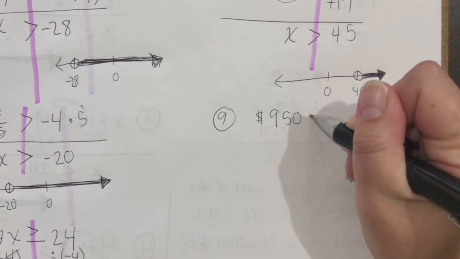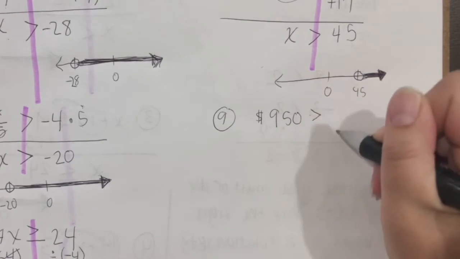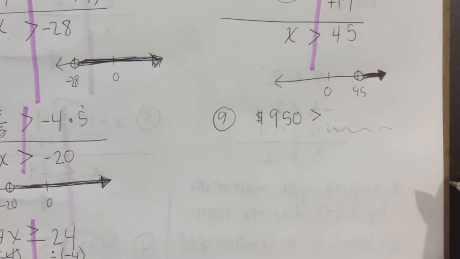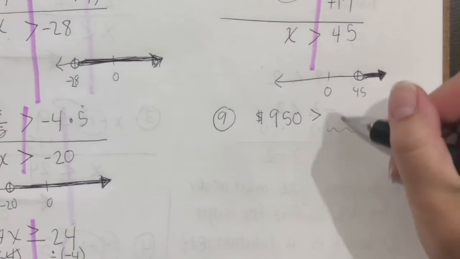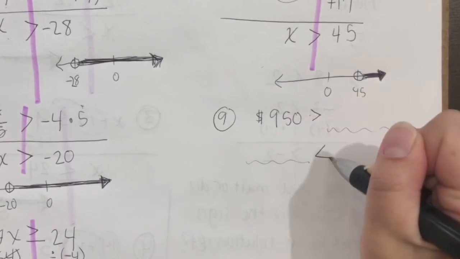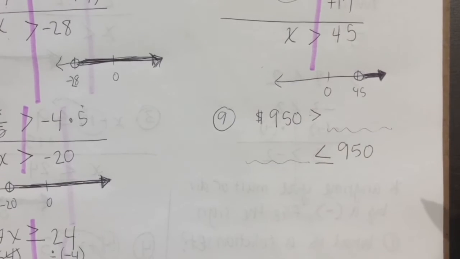So the maximum she can spend. That means whatever we're spending here is going to have to be less than 950. So we're going to put the less than over here. We could write it the other way. So whatever she spends is going to have to be less than or equal to $950.